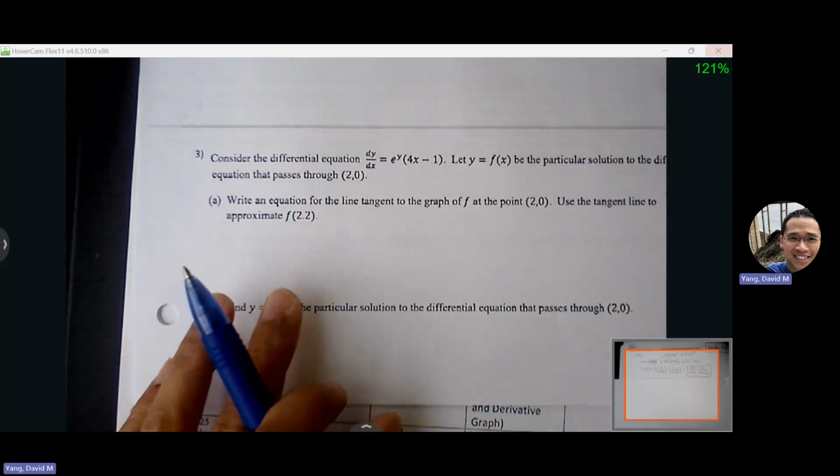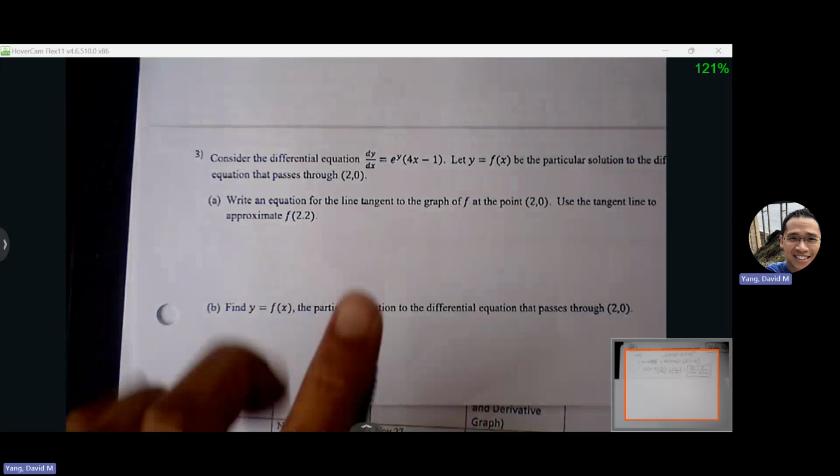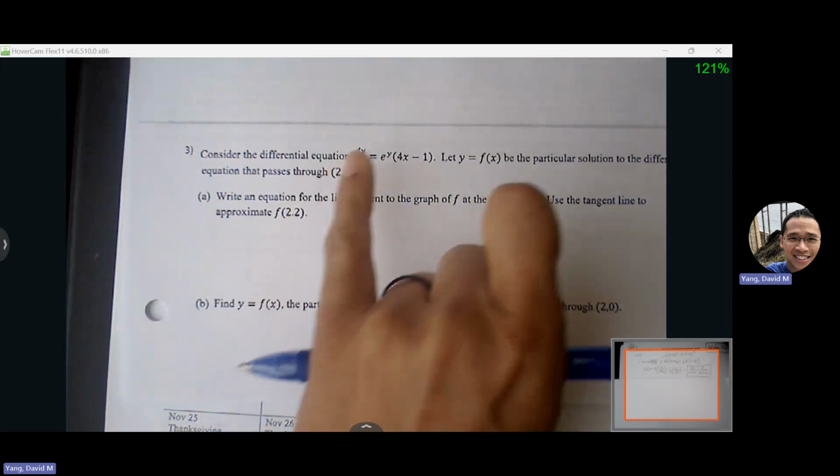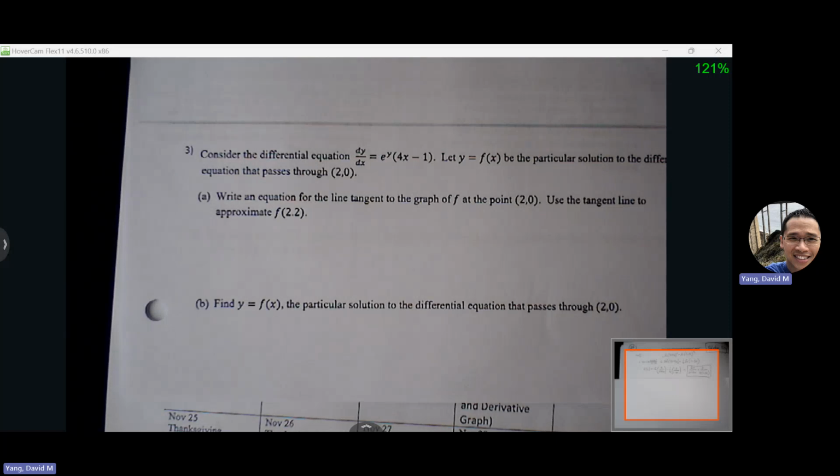So this is linear approximation. Let's focus our attention on trying to find the tangent line first. And then once you get that tangent line equation, then the 2.2 plugged into the linear equation will give us our linear approximation.